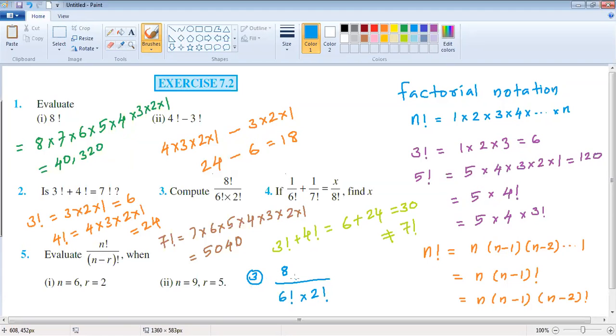But 8 factorial को हम ऐसे लिख सकते हैं 8 into 7 into 6 factorial. 6 factorial मतलब 6 से लेके 1 तक 6 into 5 into 4 into 3 into 2 into 1. So ऐसे लिख सकते हैं 8 factorial को 8 into 7 into 6 factorial. Now you can see that this 6 factorial cancel हो जाएगा. 2 factorial is nothing but 1 into 2, and this 2 and 8 cancel हो जाएगा 4. So 7 into 4, the final answer will be 28.